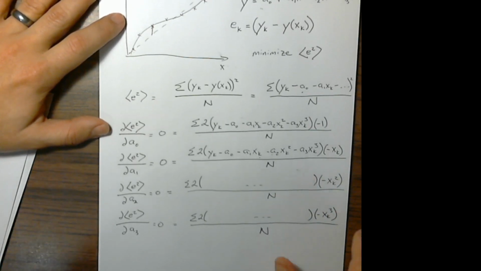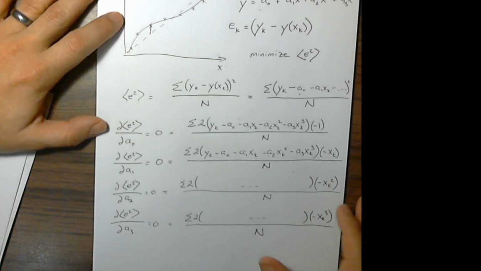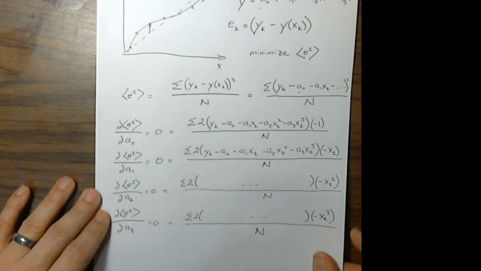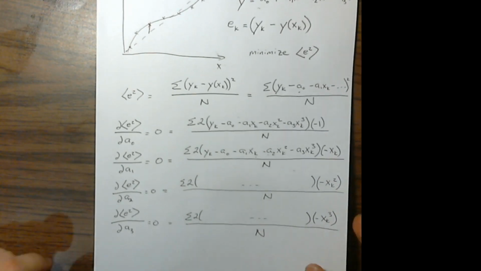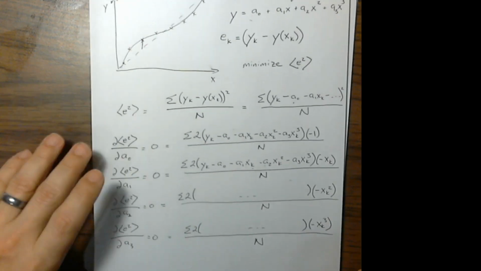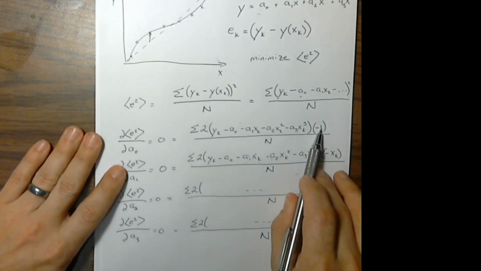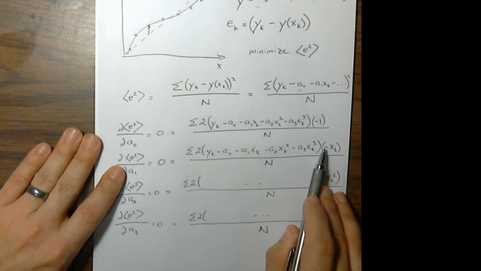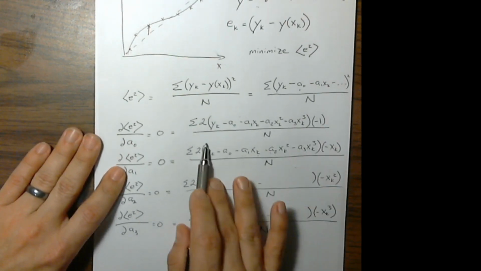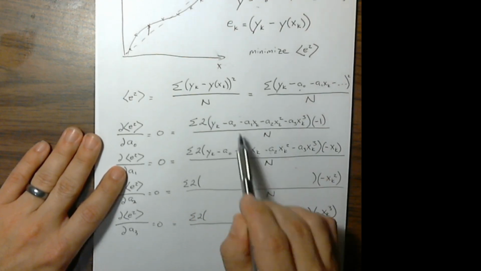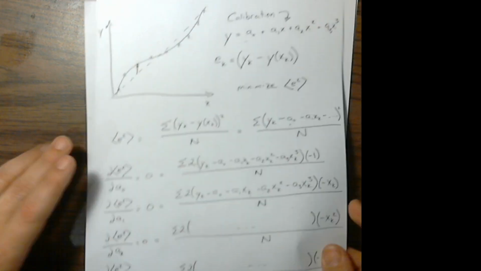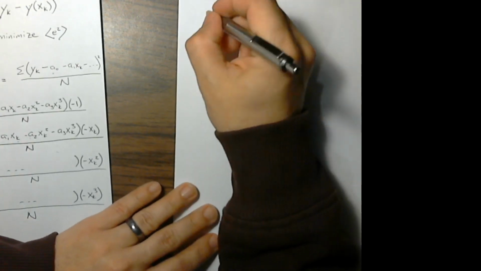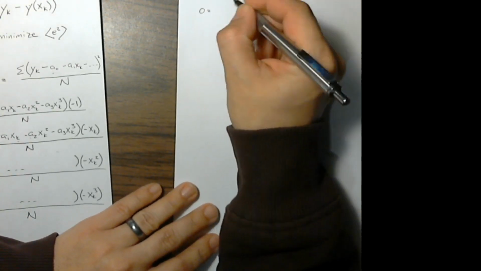Okay, so we've done it. We've taken the partial derivatives. Now we just need to rewrite them in terms of expected values. To do this, we're going to distribute each of these terms through the parentheses and then split up the summation. Let me show you what I mean. So in other words, let's rewrite just the A0 equation.